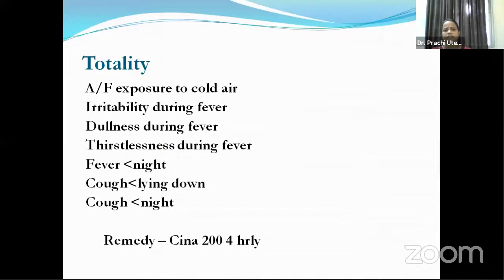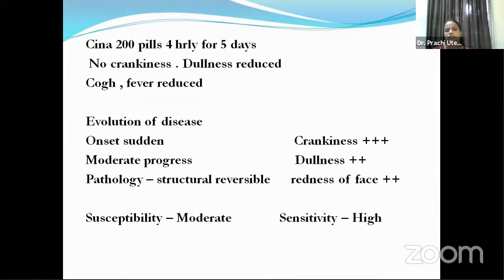So totality has been taken, and here Sina has been prescribed to this baby. That is, based on the symptoms: ailments from exposure to cold, irritability during fever, dullness during fever, thirstlessness, and fever at night and on lying down, and the night aggravation. After giving Sina, the first thing registered was at the mental level, that is, crankiness was reduced almost 3. Dullness was reduced, and then the cough and fever also got reduced.